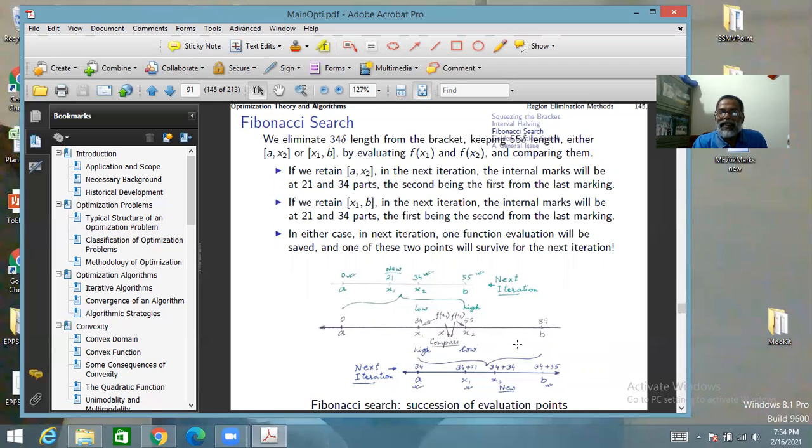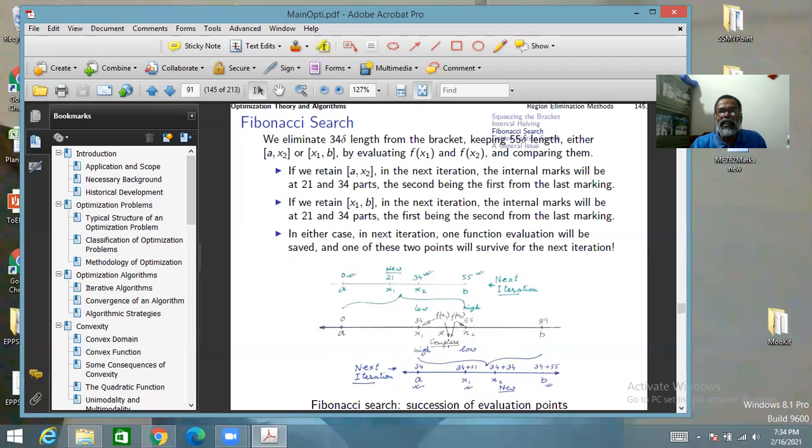If you keep this side, that is also 55 units long. So here also 21 and 55, 21 and 34 will be the location of the 2 points. The first one is already there at 21. Next one has to be evaluated. So whichever side, left side or right side you keep, for the next iteration there is a saving of one function evaluation, because that happens to be coincident with one of the points in the previous iteration.